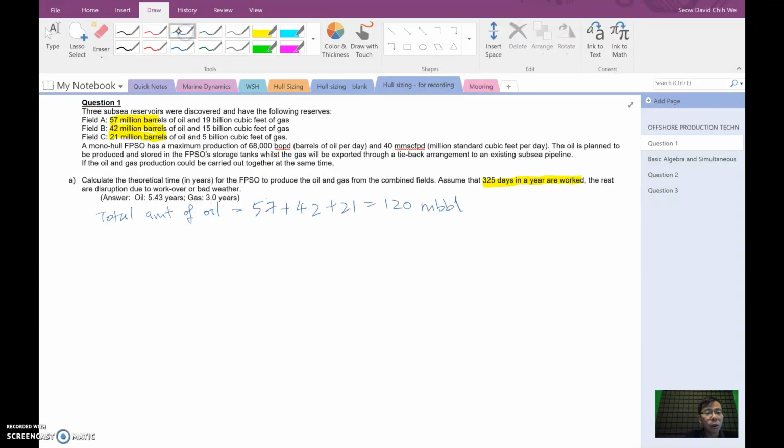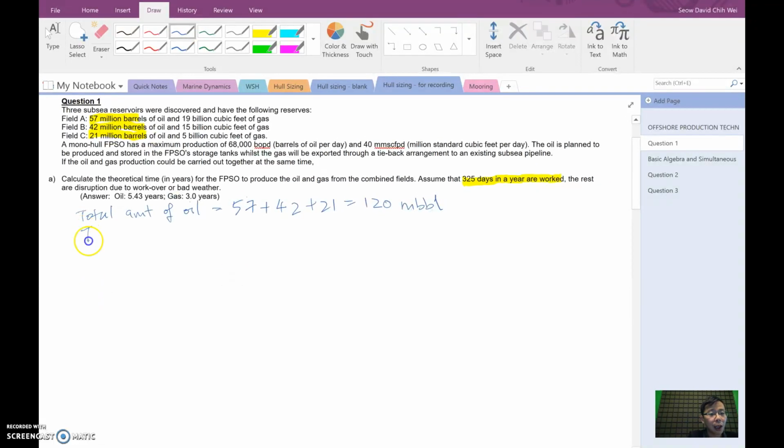And next, let's look at the total amount of gas. Total amount of gas then equals 19 plus 15 plus 5, and that would give me 39 billion standard cubic feet of gas. And you would probably have guessed it is right about here, as I've highlighted it. Once we have this, we divide it over the production rate, and if you can see, the production rate for oil is 68,000. For gas, it's 40 million standard cubic feet. Okay, so let's look at oil.